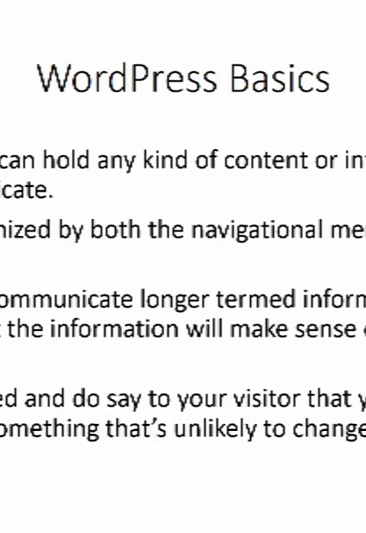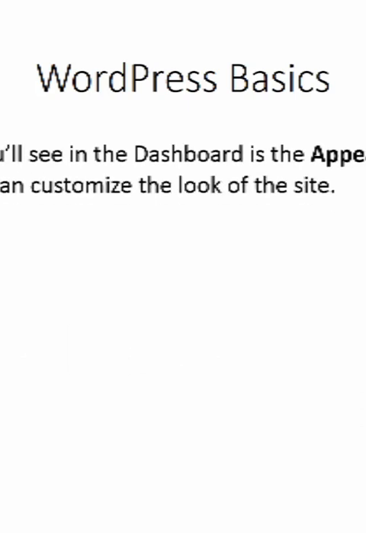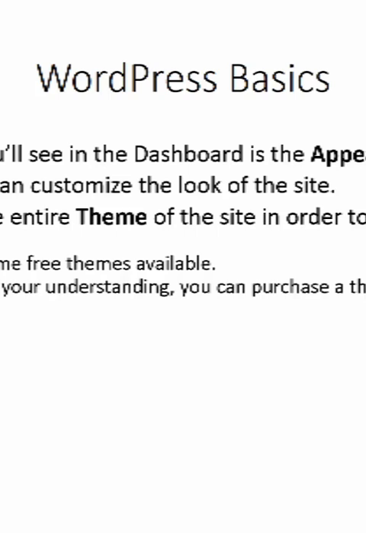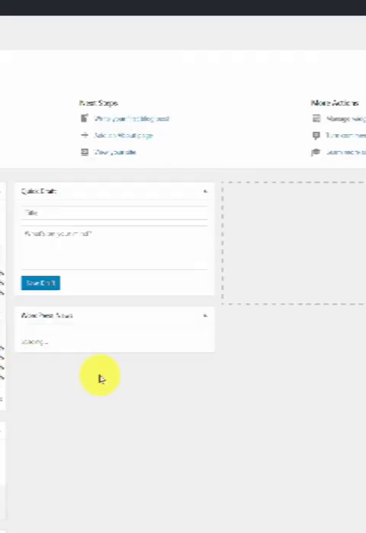One more item you'll see in the dashboard is the Appearance section. Now, this is where you can customize the look of the site. You can change the entire theme of the site in order to totally make it over and change its look. Now, WordPress does have some free themes available, and as you advance in your understanding of WordPress, you can purchase a theme to use. As we are in the back office, you'll see that there's a link for the appearance. If we hover over it, we can see that there are themes, customization, widgets, menus, and editor, all ways that we can actually customize our WordPress website.